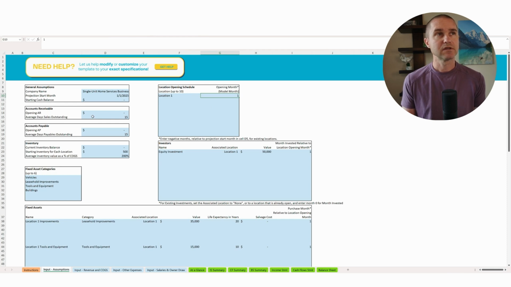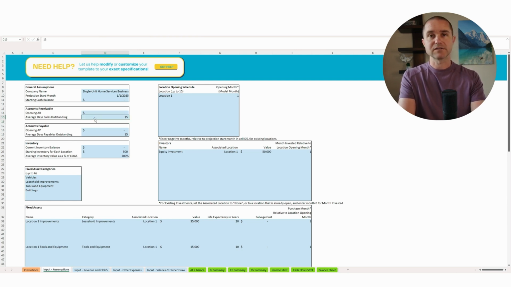Next we have accounts receivable. This means how many days it's going to take you to get paid once you provide the service. If you're doing all residential and it's one-off services, you're probably going to get paid right away, and in that case you'd want to put 1 day. You're going to get paid the same day that you provide the service.